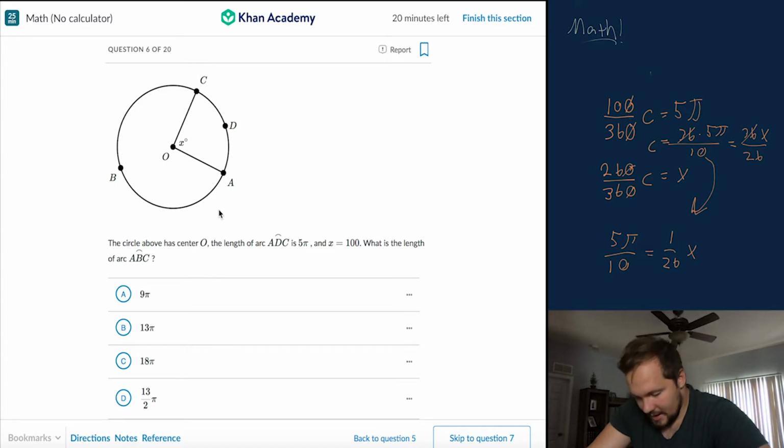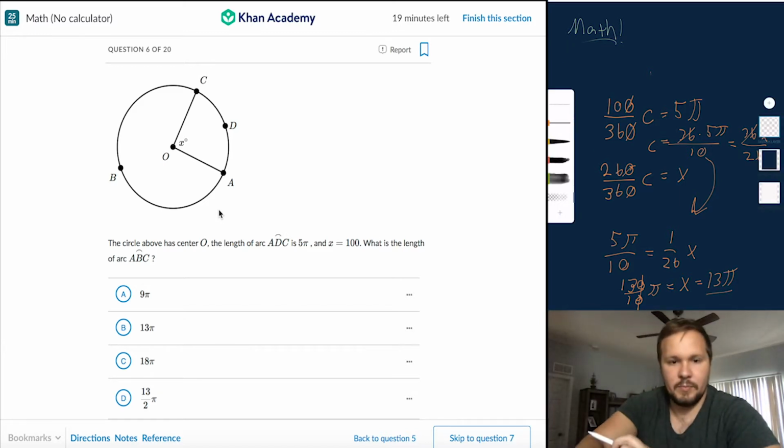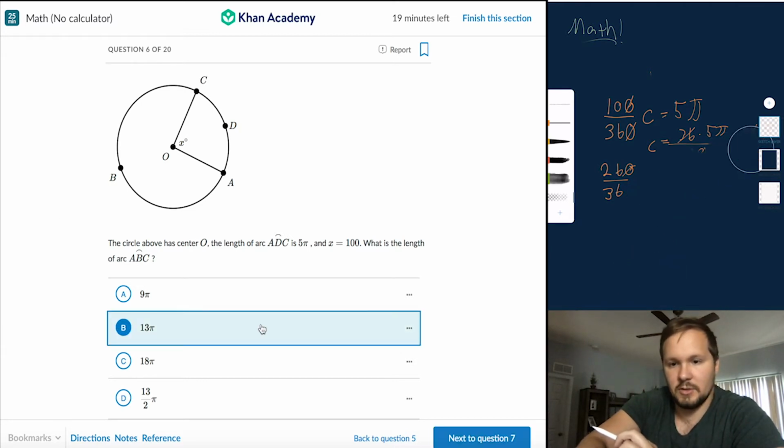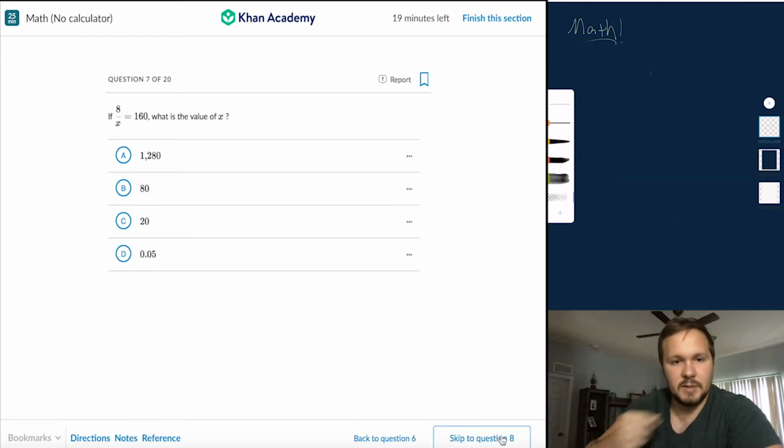And now we just want to multiply over the 26 and then divide it by 5. So 2 times 5 is 10, so it's 100. 6 times 5 is 30, so it's 130 divided by 10. We can cancel that, times pi equals x, which means x equals 13 pi. Okay, so that was a little bit trickier. That took some time, but let's go ahead and jump to the next question.